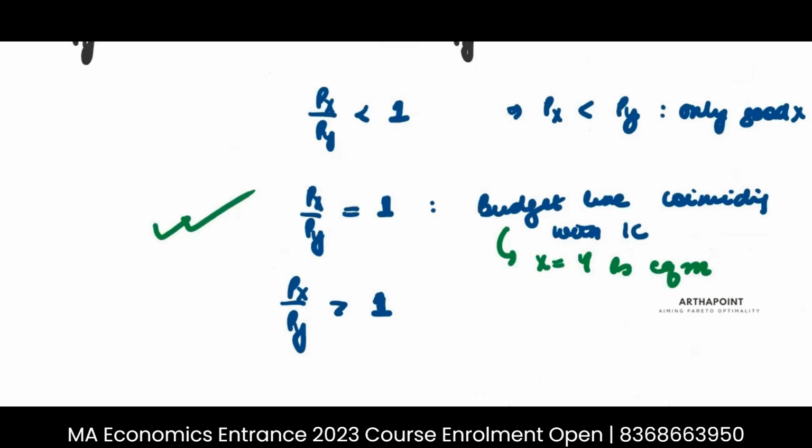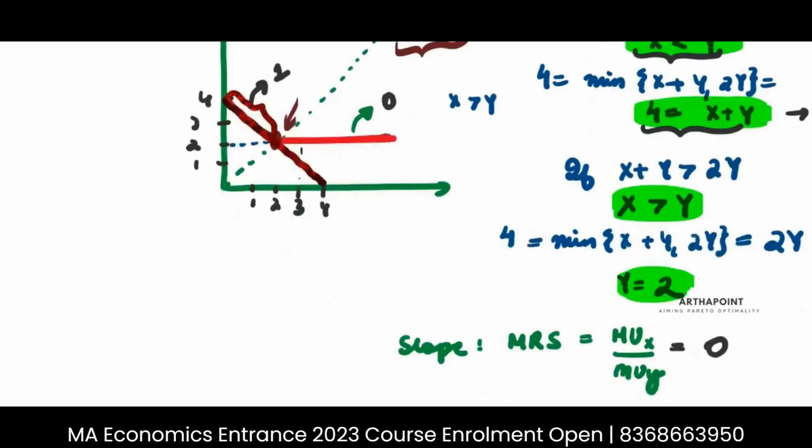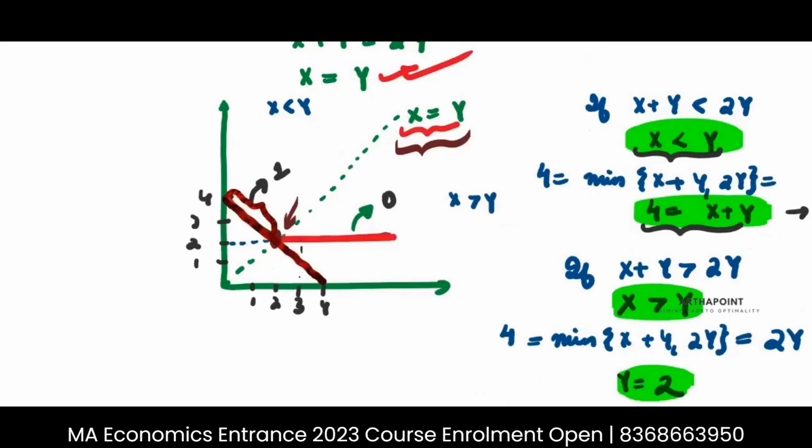Now when Px by Py is greater than 1, it means Px is greater than Py. So I consume only good Y. So I am going to be here. Only good Y means I am here.